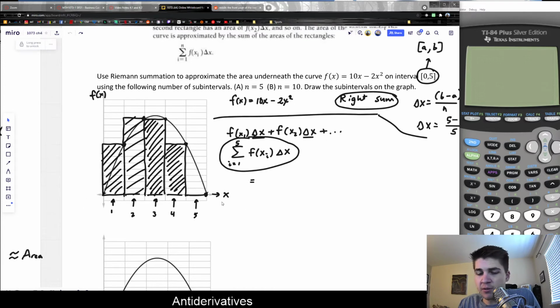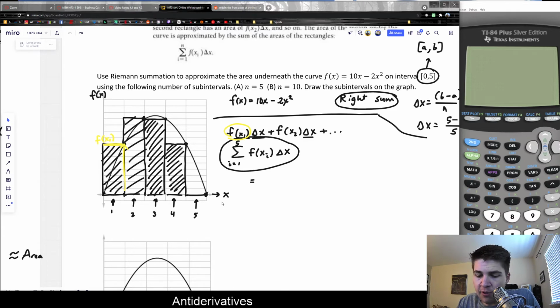So if we were to do this, what I need to know is, what is f of x1? Starting with this one, this one right here would be what we call f of x1, because that's the height of the first bar. And then if I was to go ahead and solve that, that would be this, and I would need to multiply that times delta x. And I could just use the formula.